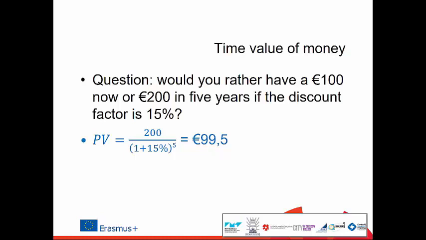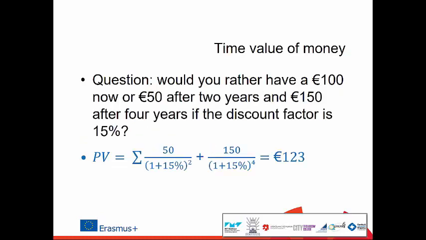So the question, would you rather have 100 now or 200 in 5 years if the discount factor is 15%, is answered by taking the 200 euros and dividing it by 1 plus 15%, the rate, to the power of 5. And you can see that's a smaller number than the 100 euros, so you should say no. I'm going to take the 100 euros right now.